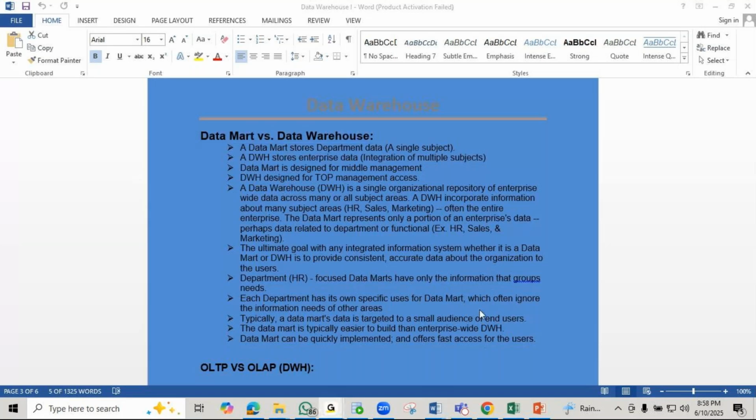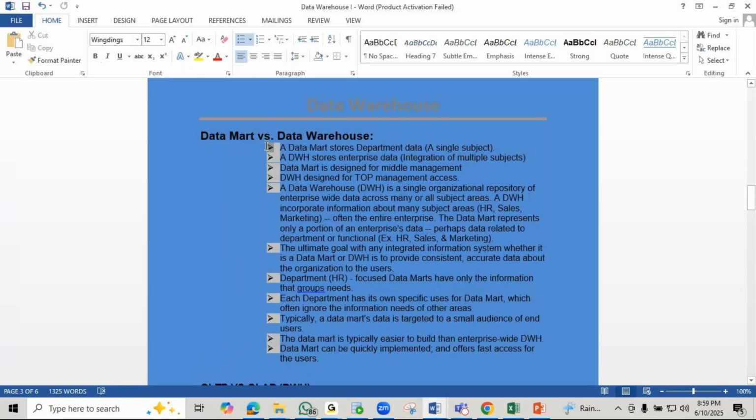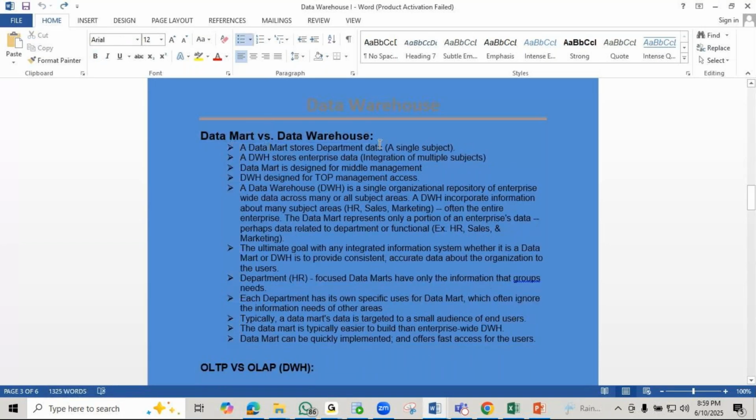Okay. So what is the difference between data mart and data warehouse? Data mart and data warehouse is nothing, guys. So what is a data mart? A data mart will store departmental data, which means it will contain single subject information.